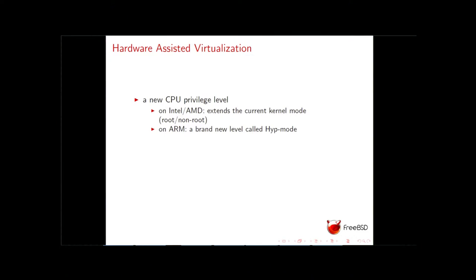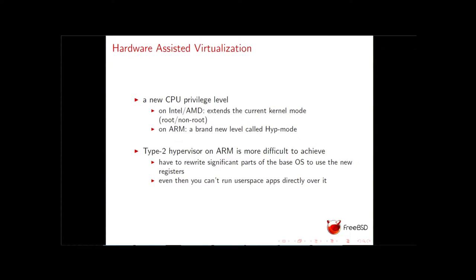Nothing new. Only new instructions are added. At ARM, they add a basically new privilege level. In that level, you don't have access to the instructions that you had access to in kernel mode, in privileged mode. You only have access to the instructions for the hypervisor. This means that you cannot run a type 2 hypervisor on ARM.